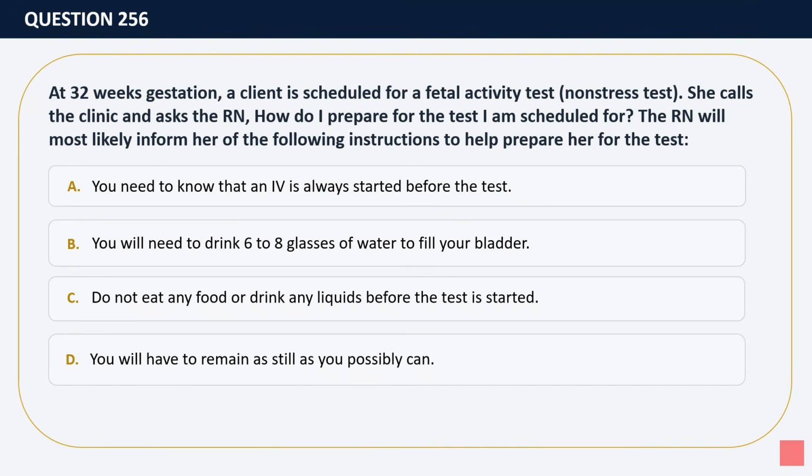Question 256. At 32 weeks gestation, a client is scheduled for a fetal activity test, non-stress test. She calls the clinic and asks the RN, "How do I prepare for the test I am scheduled for?" The RN will most likely inform her of the following instructions to help prepare her for the test. A. You need to know that N4 is always started before the test. B. You will need to drink 6 to 8 glasses of water to fill your bladder. C. Do not eat any food or drink any liquids before the test is started. D. You will have to remain as still as you possibly can.